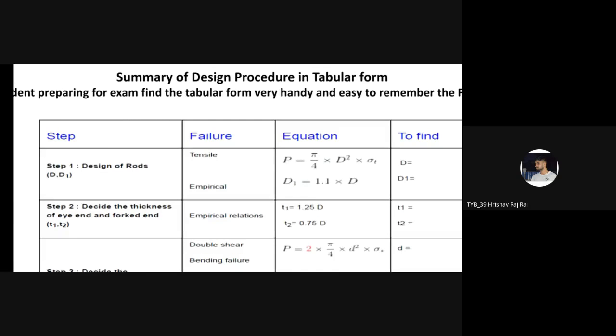And by means of empirical formulae, we are going to calculate the extended part of that rod, that is D1, and it is equal to 1.1 of the rod diameter.